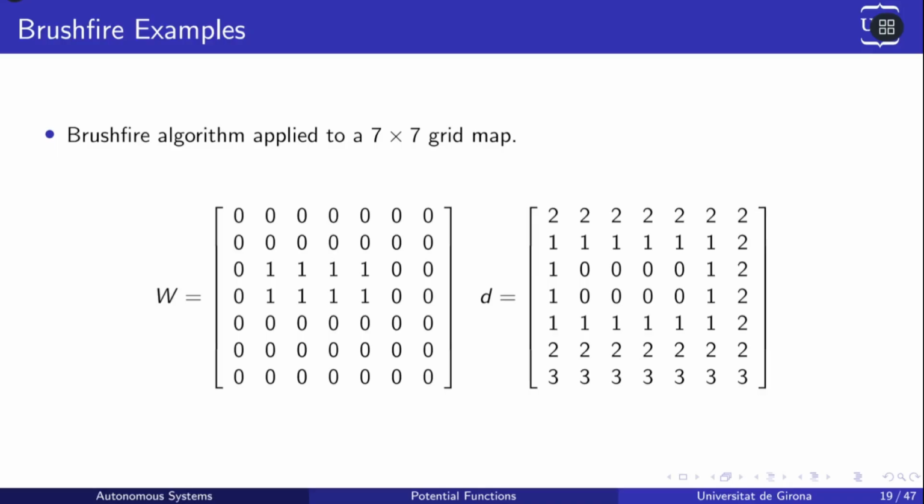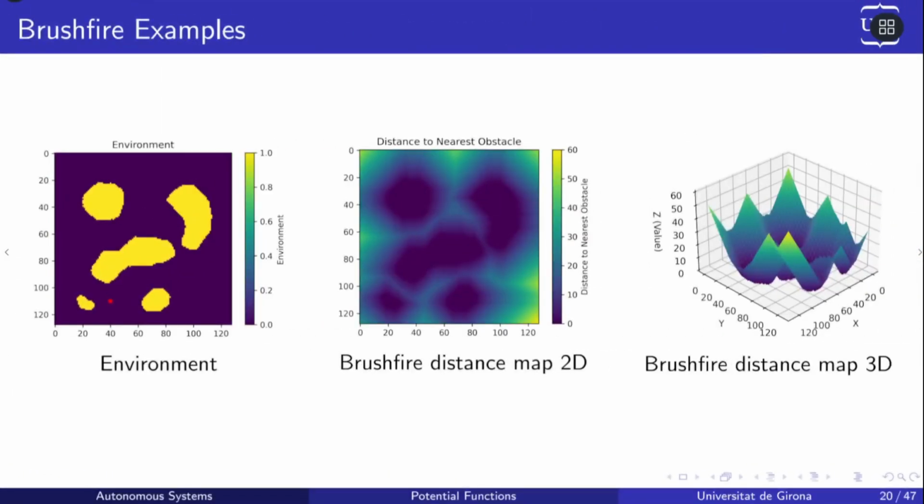If you can move in diagonal, it's 1, 2, 3. If you can move only using connectivity 4, then it's 1, 2, 3, 4, 5 at least. Then it's a very simple algorithm, the Brushfire algorithm, but it's very useful, because it allows us, from any specific map, to compute the distance from any cell to the closest obstacle.